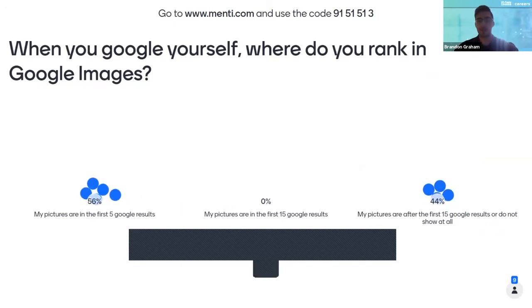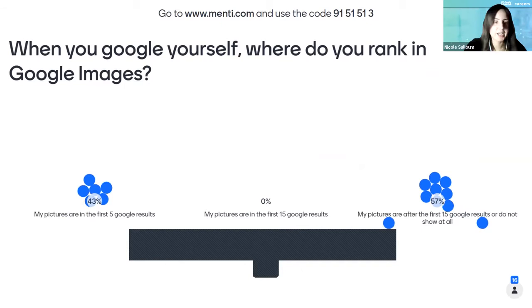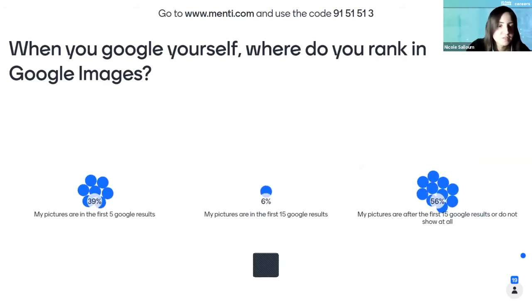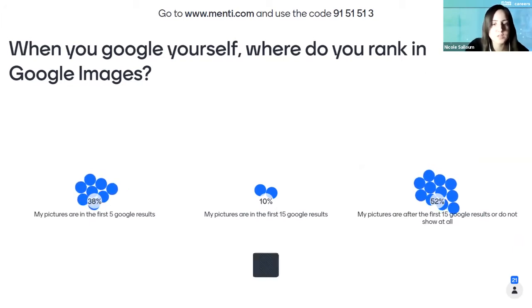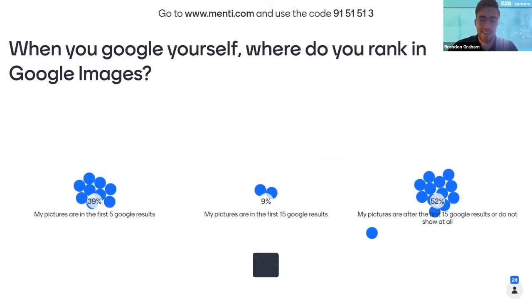Okay, scores are starting to come in. Nice. So far it's being split between the first 5 Google results and more than 15. It's a tight race, with 10% in the middle.